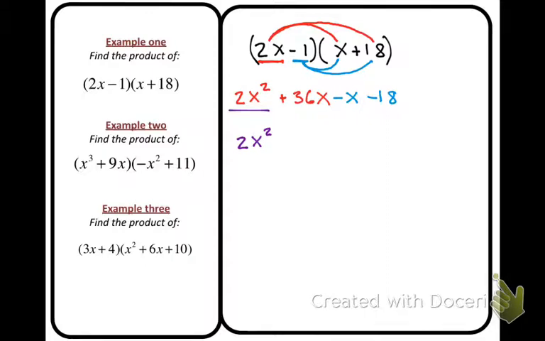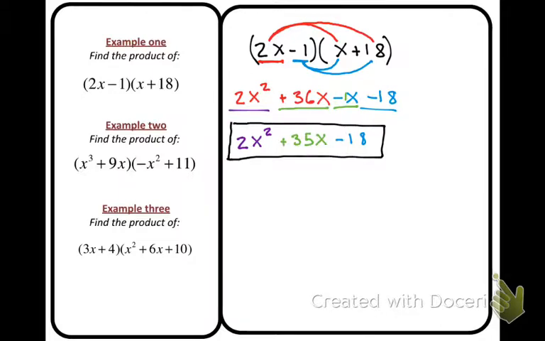Now we look at our x's. We have positive 36x here, and we have a minus 1x here. 36 minus 1x gives us a positive 35x. And our last term, our constant here, is minus 18. So now if we look at this answer, it's in standard form, and there are no other terms to combine together.